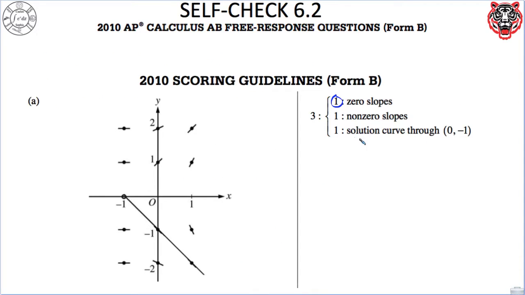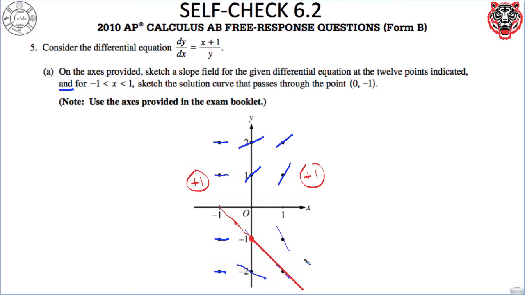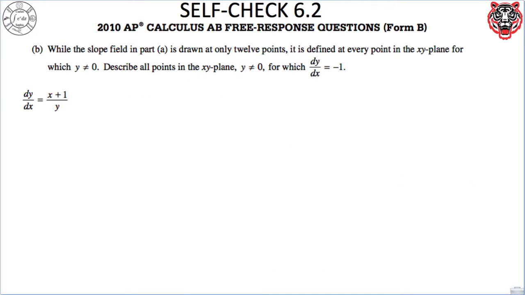For those 8 points, we got those right, so I get another +1 there. And then it's saying I need to have the solution curve going through 0, 1, so I need to have that line. If I have that line correct, then I get another +1. So that's another +1, and already, out of 9 points, I'm at 3 out of 9. I am on track for getting a 3 just from doing part A. And on to part B.